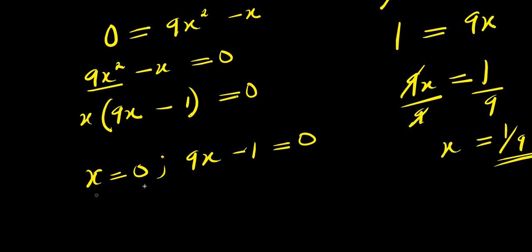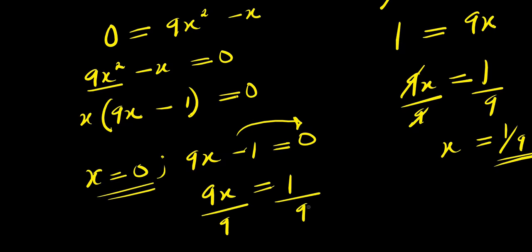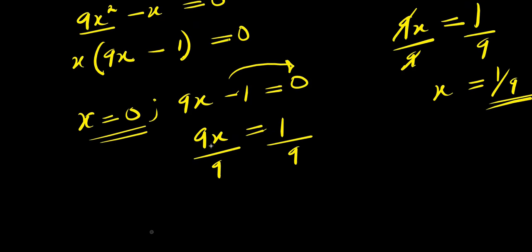So if x equals 0, this is solved already. For this, I can solve for x by moving negative 1 over here. I have 9x equals 1. I divide this by 9, I divide this by 9. So write down 9 eliminates 9. I have x equals 1 over 9. So I have two values for x here, x equals 0 and x equals 1 over 9.